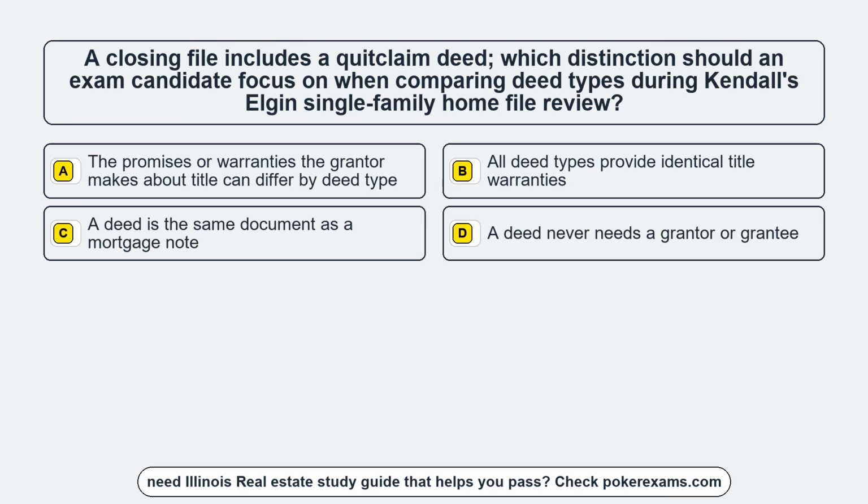Question 25. A closing file includes a quitclaim deed. Which distinction should an exam candidate focus on when comparing deed types during Kendall's Elgin single-family home file review? Option A. The promises or warranties the grantor makes about title can differ by deed type. Option B. All deed types provide identical title warranties. Option C. A deed is the same document as a mortgage note. Option D. A deed never needs a grantor or grantee.